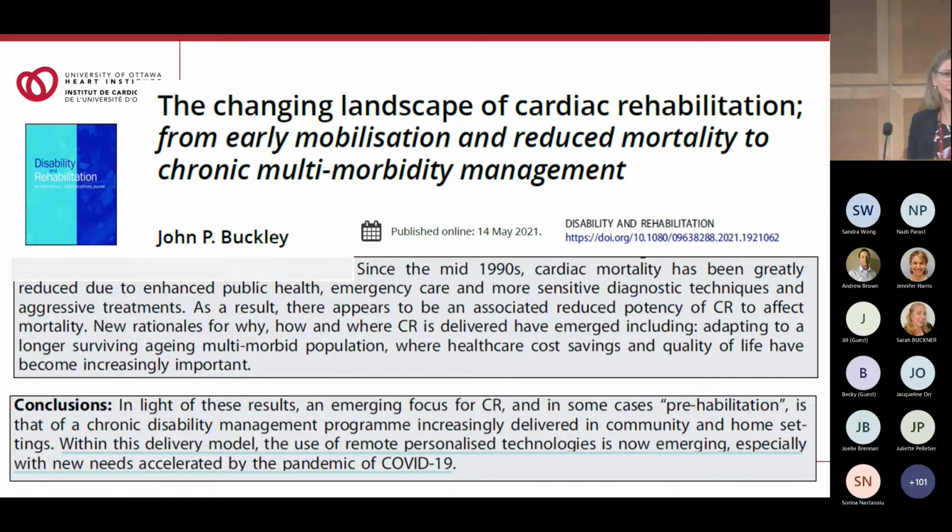So first, before I get started, I do want to reflect that the work that I'll talk about within this presentation is really a reflection of the amazing cardiac rehab team that I have the privilege of working with here at the Heart Institute.